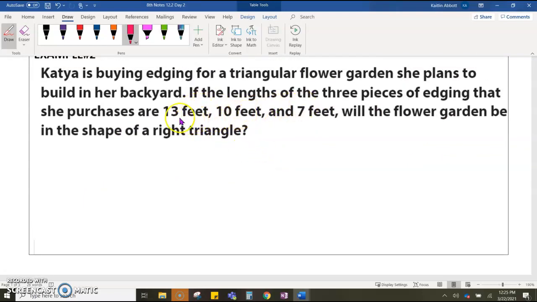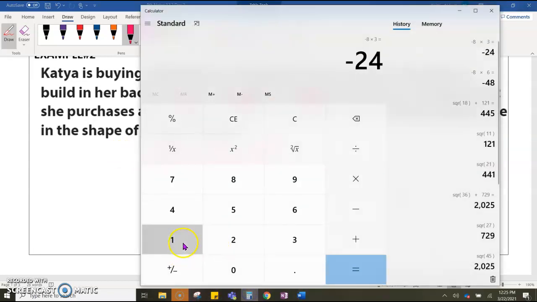So first of all, we've got to find the longest one. 13, 10, or 7. Which one's longer? Hopefully you said 13. So this is going to be our C, and that means these are our A's and B's. Doesn't matter which one. So C comes at the end, so it's going to be equal to 13 squared. And then we need 10 squared plus 7 squared. And now let's just solve these with our calculator.